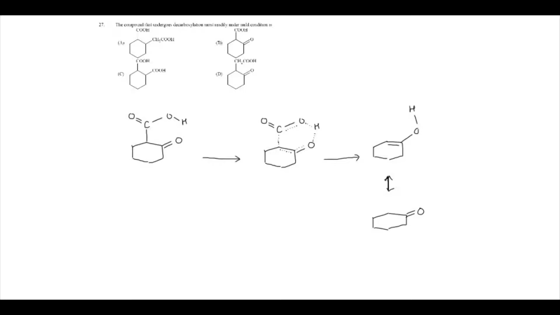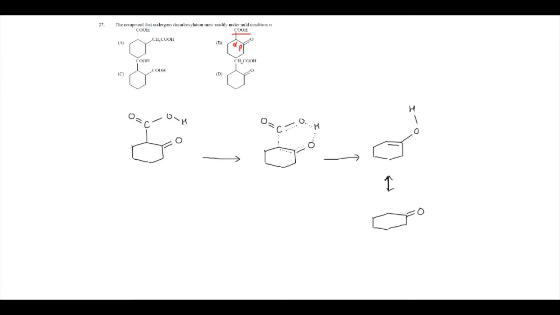In this question, it has been asked that among these four options, which will most readily undergo decarboxylation under mild condition. So, we have to remember that a beta keto acid will decarboxylate at a much faster rate. Beta keto acid means if this is the carboxylic acid, then this is the alpha carbon with respect to the carboxylic acid group, and this is the beta carbon which has the keto group.